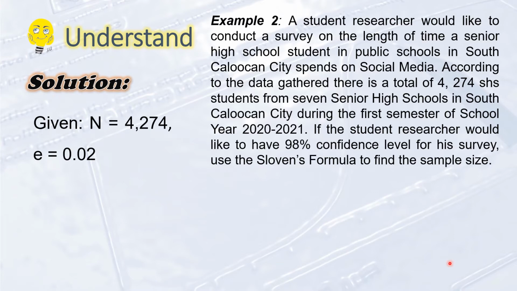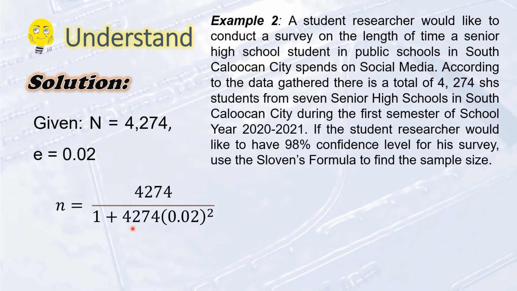From the given information, the population is 4,274, and since we are using the confidence level at 98%, then subtracting 100% or 1 minus 0.98 gives us the error tolerance level at 0.02. Substituting these values to the Slovin's formula, we have sample size is equal to 4,274 over 1 plus 4,274 times 0.02 squared. You may use your calculator to verify.